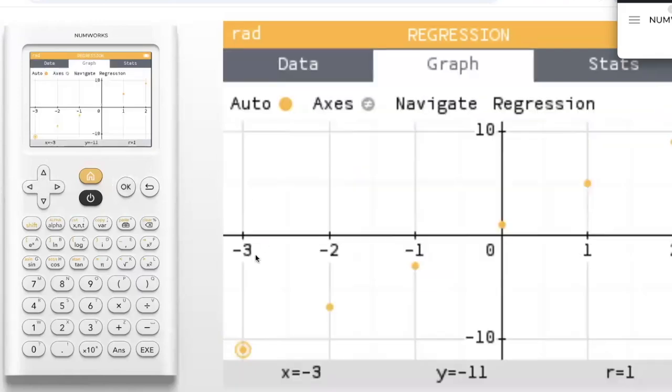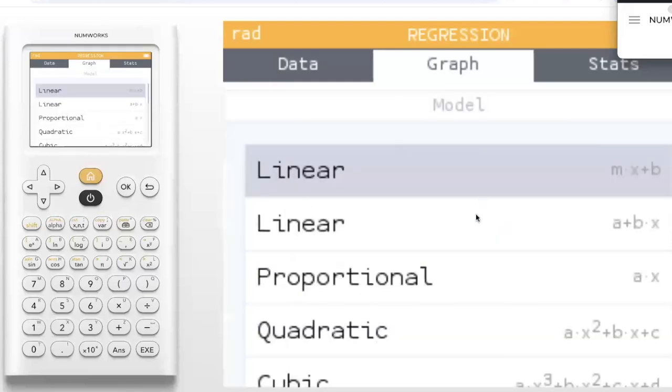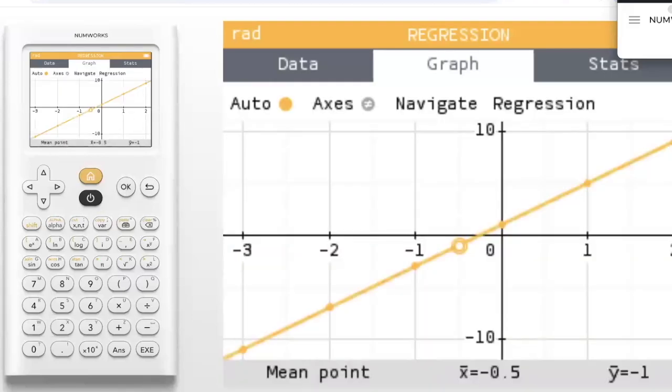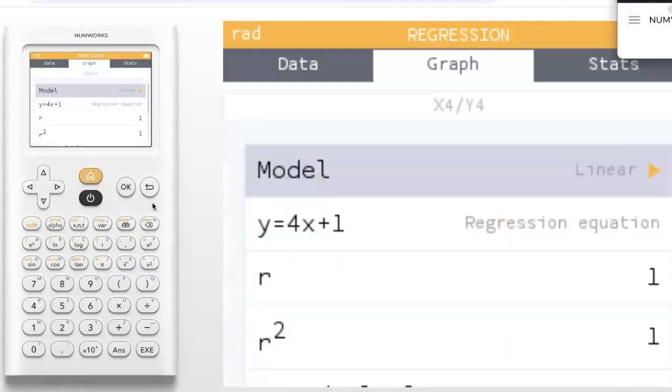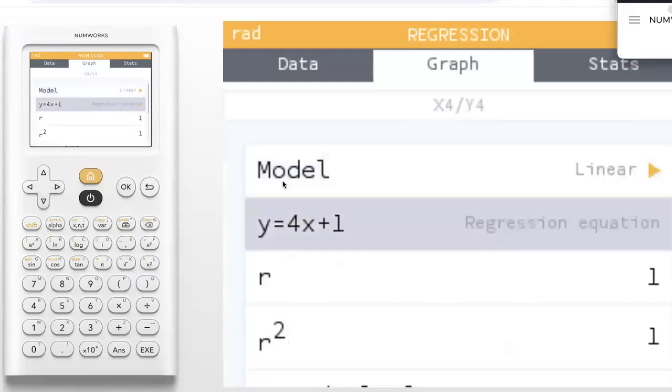Now, let's say the student wants to triple check that that's linear. To run the regression, as long as it's selected on one of those points, they can just click OK or tab up here and hit regression. Choose the model. So I would choose linear. I can see that, okay, that's fitting it really great, and my R value is 1, so I know that this is my linear regression equation.